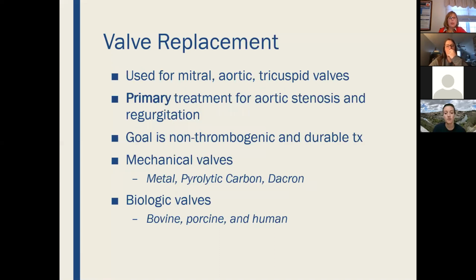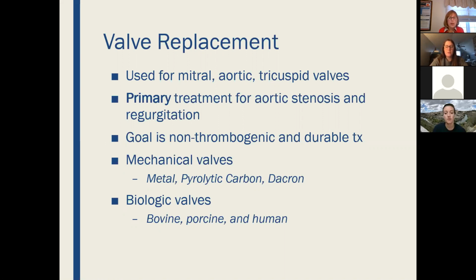So valve replacement, well, we can do it. We do them all the time. They're really pretty perfected. They do well. We do them for mitral, aortic, and tricuspid valves. The primary treatment for aortic stenosis and regurg is that your patient needs to have that aortic valve fixed. Even the 90-year-old lady from church. If they're going to live, they have to have it done.